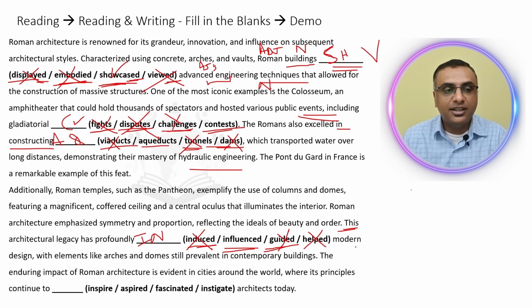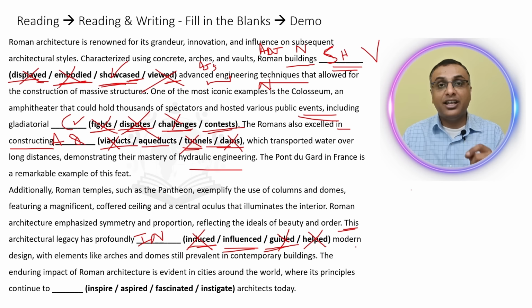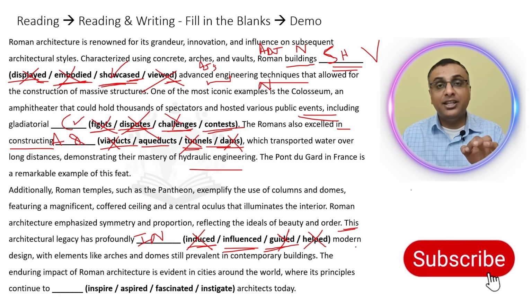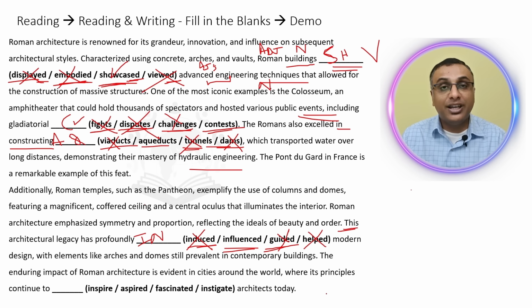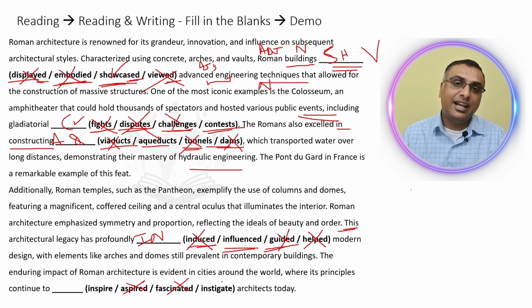Let's look at the last blank. Here it says, the enduring impact of Roman architecture is evident in cities around the world where its principles continue to dash architects today. Continue to. Whenever you see a blank after the word to, remember, it's always V1 in its base form, meaning the verb in its base form. So straight away you can eliminate two options over here: fascinated and aspired. Both are in V3 or V2 form. The only two words that remain are instigate and inspire.